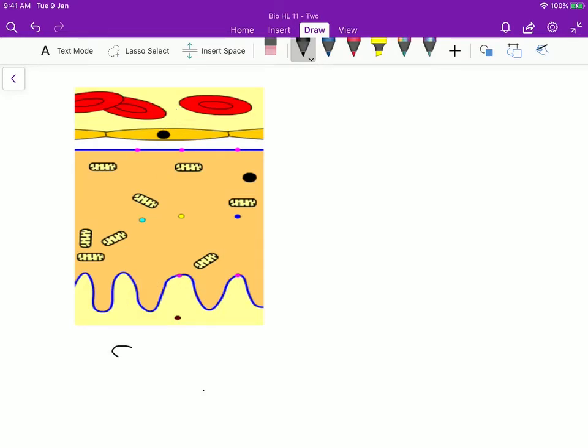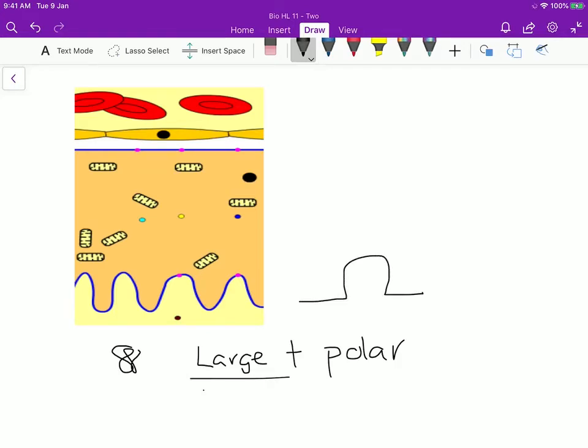And then also we said that we had some small proteins. Now these small proteins are large enough and polar. We said they were small, but they're still large enough to not really travel through. So what these are going to do is they're going to go into a pit. We're going to get intake through endocytosis.